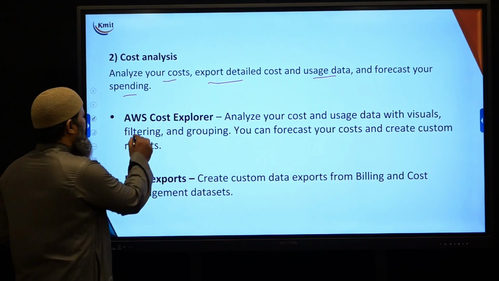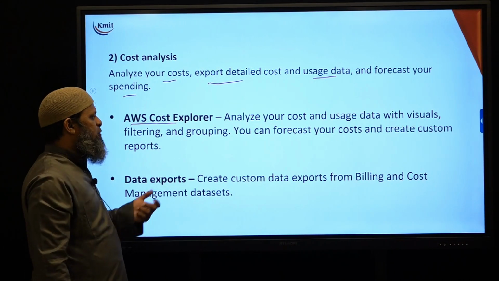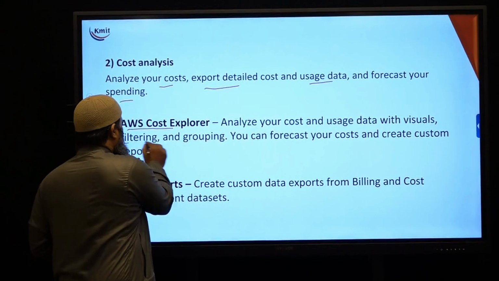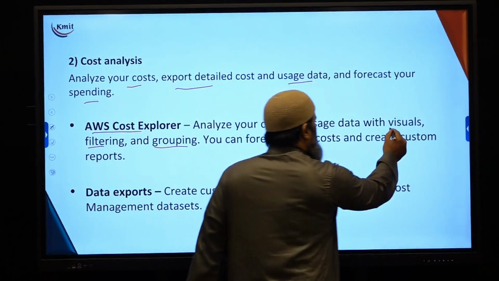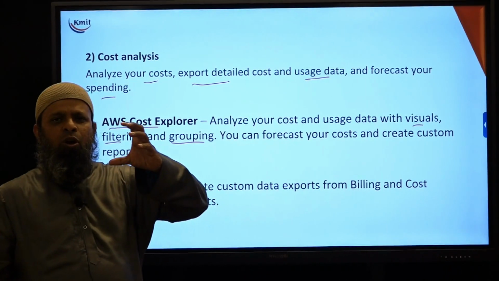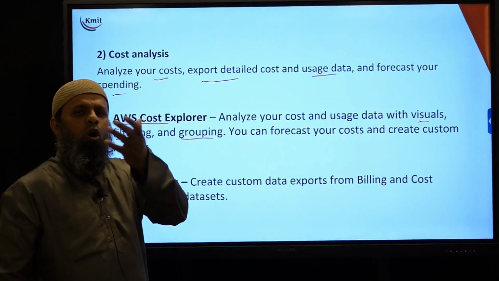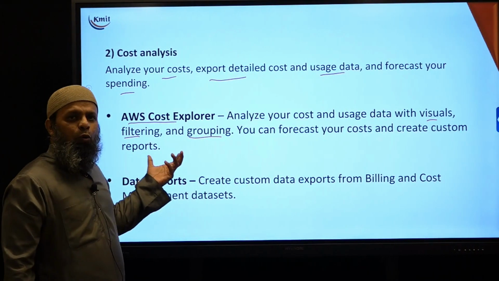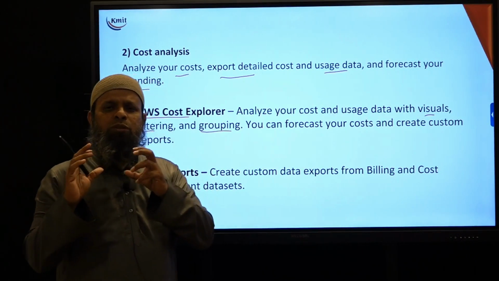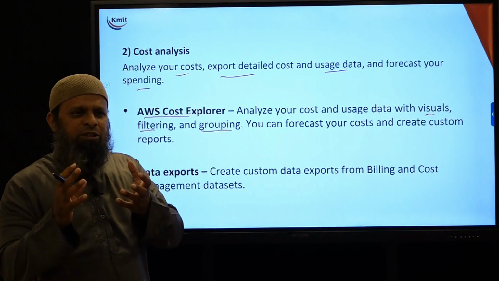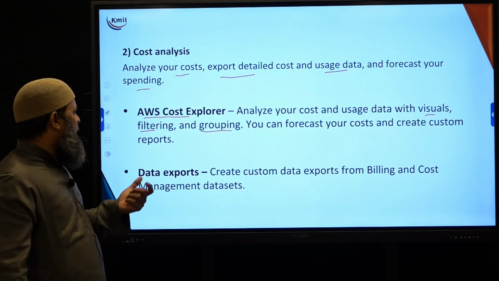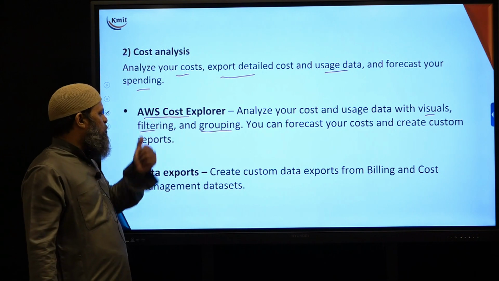So, there is something called AWS Cost Explorer. It helps you to analyze your cost and usage data with visuals, filtering and grouping. So, it will show you visuals, if you use this much data for these many days or these many servers for these many days, all visuals will be shown and filtering and grouping will be done. So, if I want to use some S3 servers, if I want to use some main servers, it will group them together, and what is best can be decided with the help of this AWS Cost Explorer.